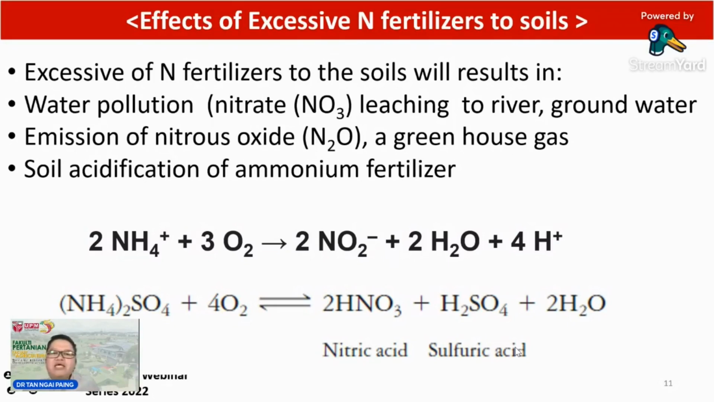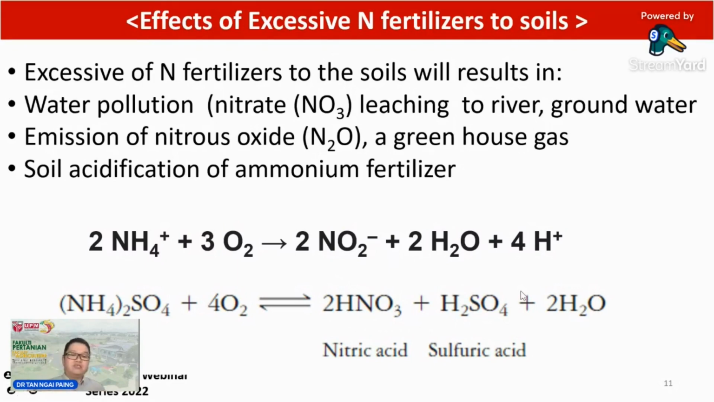But I think most of you will understand the third one, soil acidification by fertilizer. Actually, not all fertilizers acidify the soil, only certain ones. And one of them is ammonium fertilizers. Because as you can see in this formula, anyone who studied chemistry will know that if hydrogen is being produced, or something like nitric or sulfuric acid, it will have an acidifying effect.